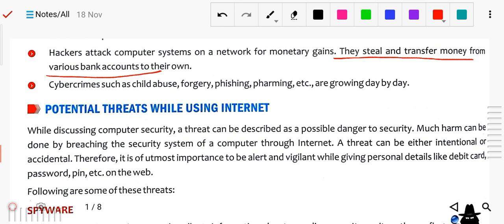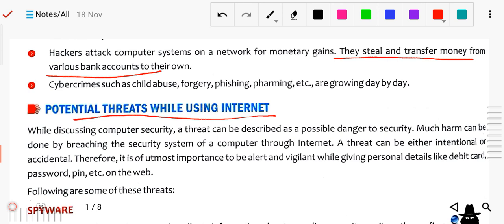Now we have discussed the threats. In the disadvantages part, we have studied the threats, meaning what is harmful for us. So we will study the harmful things that we have to take care of. Potential threats while using the internet. A threat can be either intentional, or accidental, meaning it can happen by mistake, but the threat is harmful for us.